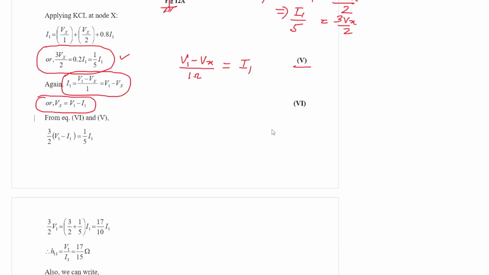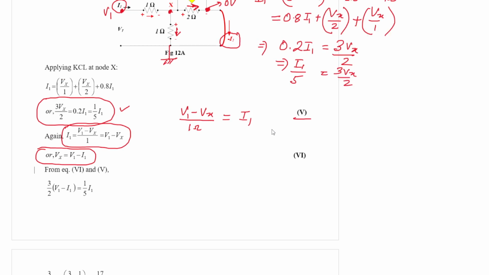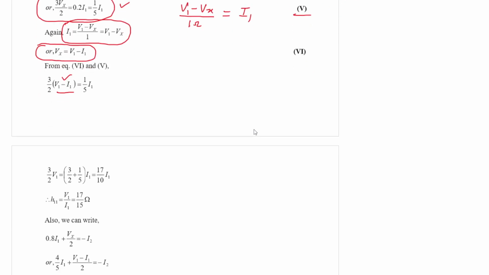So from equations 6 and 5, you can write 3 by 2, and in place of Vx, you write V1 minus I1, which is equal to 1 by 5 I1. If you solve, you will get H11 equal to V1 by I1 equal to 17 by 15 ohm. That is our first solution, which is H11.